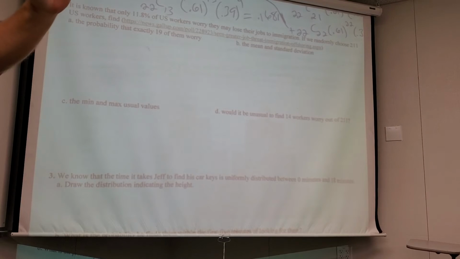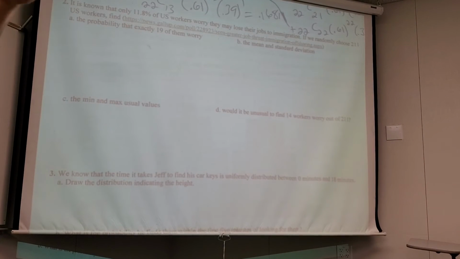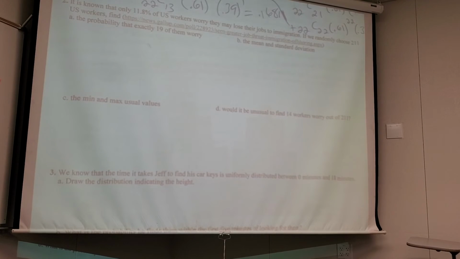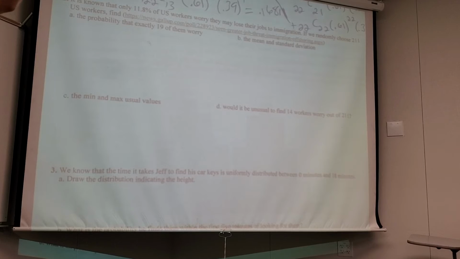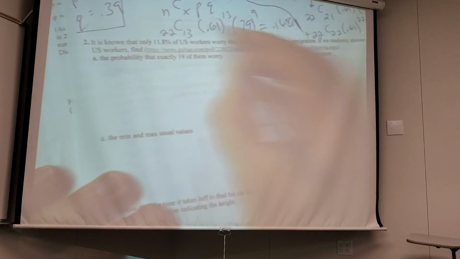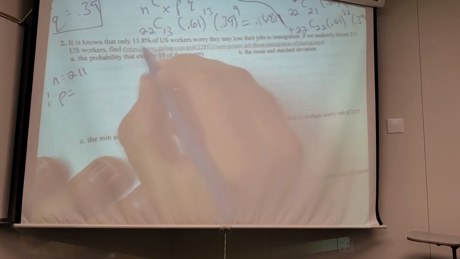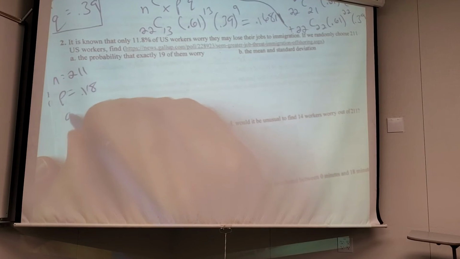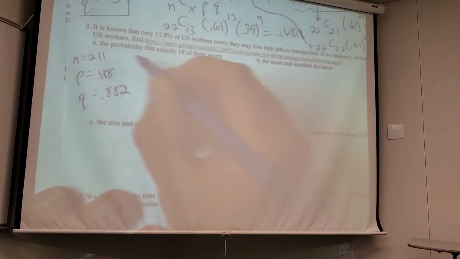I agree with you, one of the worst things about any math course is, I know how to do that, I just don't know when to do that, right? So that's why you want to train yourself as to what to look for so you know when to do what. So N is 211. P is 0.118. So what's Q? 0.882. I like it. And that's true for this whole problem.